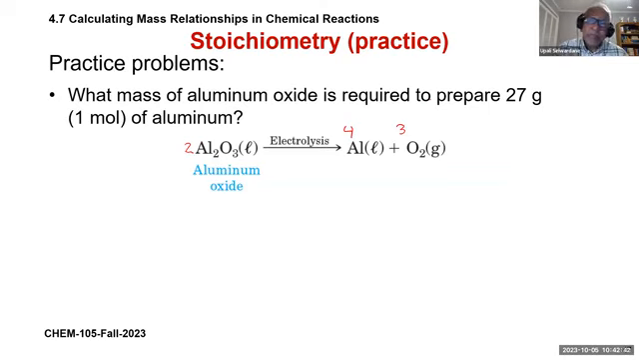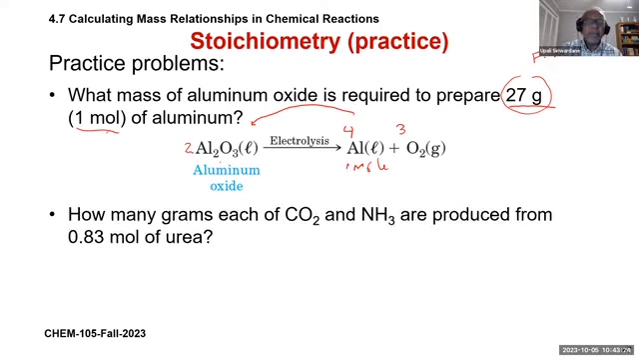In the next slide, I'm going to show the calculation, how you convert 1 mole of aluminum to aluminum oxide. The formula mass of aluminum is 27 from the periodic table. Therefore, there's 1 mole of aluminum. So 1 mole gets half of that for the aluminum oxide. Then we do the calculation.